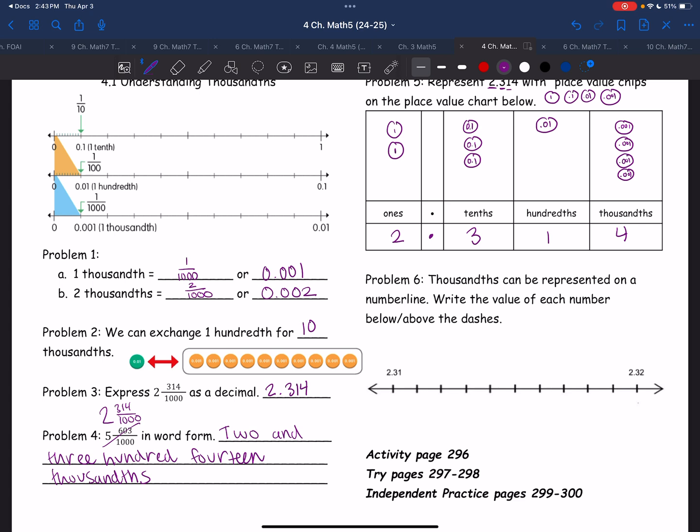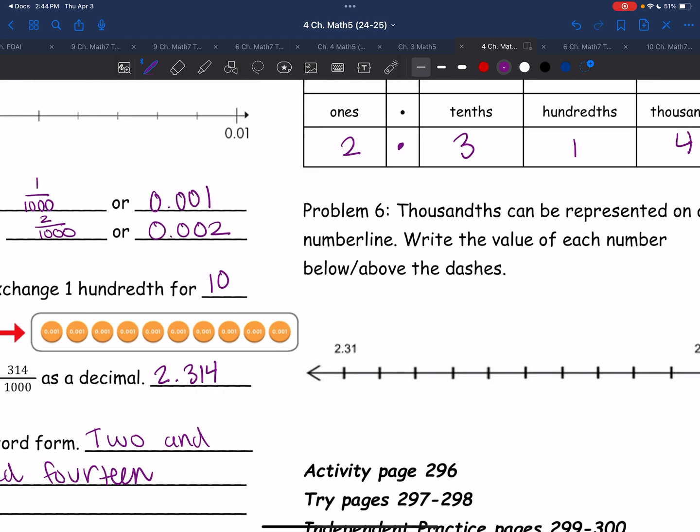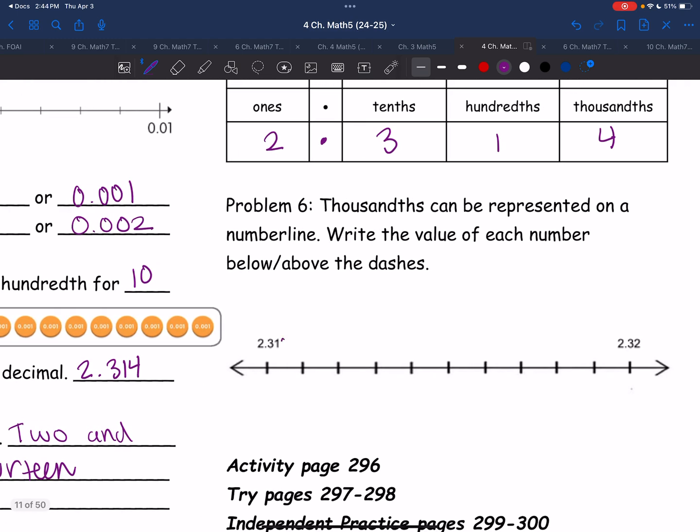All right, problem 6. Thousandths can be represented on a number line. Write the value of each number below or above the dashes, just so that we have enough room. So I'm going to alternate between above and below. All right, so another way to think of this is really 2 and 310 thousandths, and this is 2 and 320 thousandths. So what I need to do is I need to keep adding a thousandth until I get to the very end of the number line.